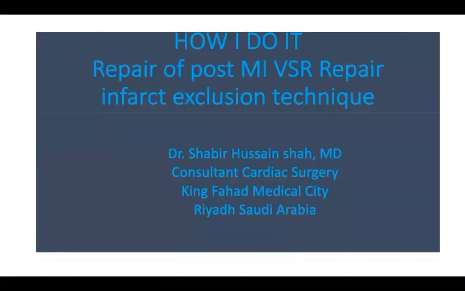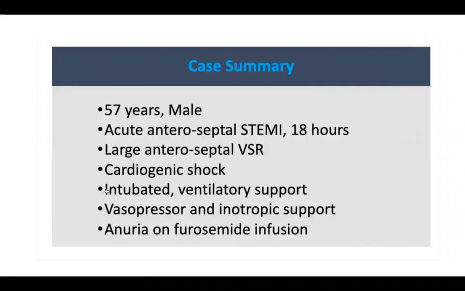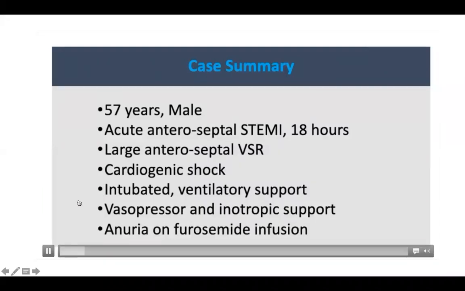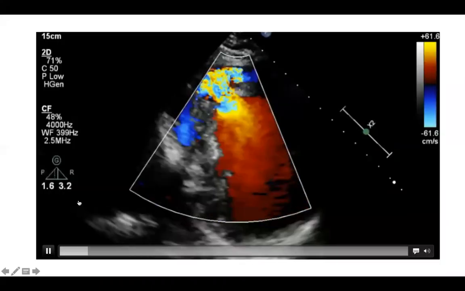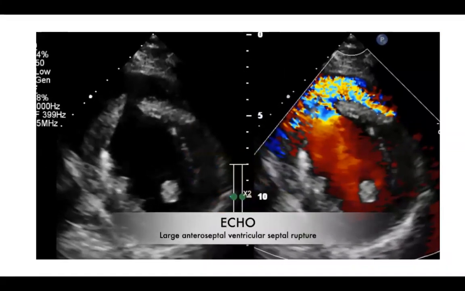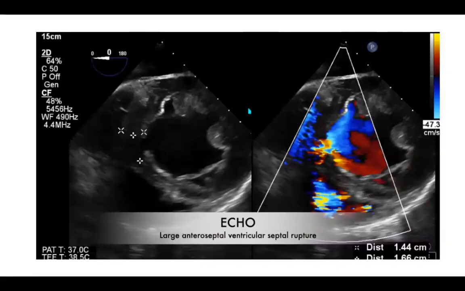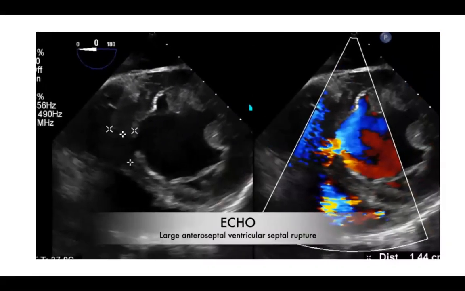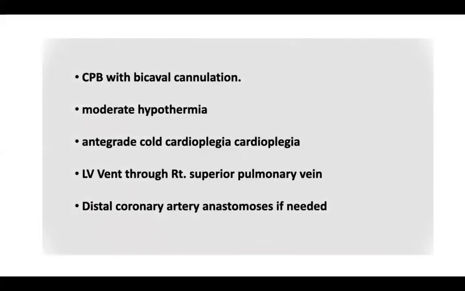This is one of our patients, I think the same patient we discussed. We made the same case. A very sick patient, in cardiogenic shock, intubated, with a large VSR. You can see the anterior septal ventricular septal rupture. Then we took him to the OR as an emergency and did the bicaval cannulation and cardioplegia.